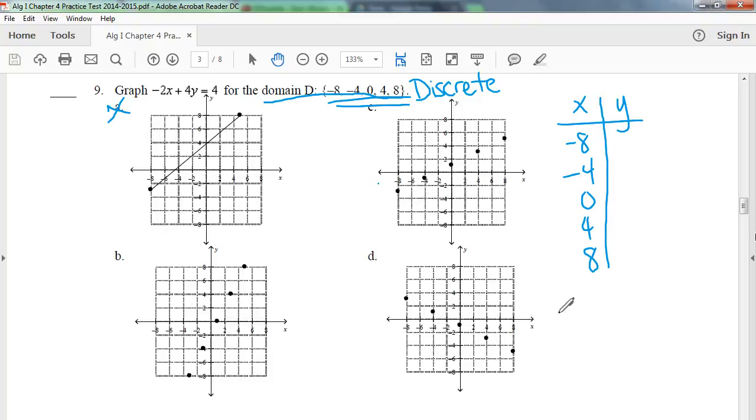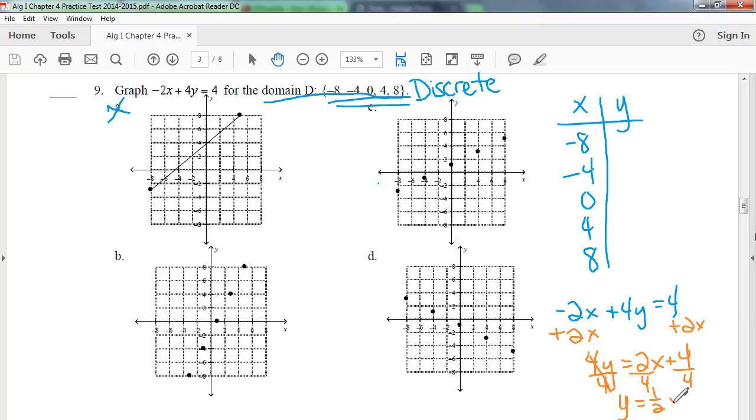So we need to plug each of these into -2x plus 4y equals 4. My best suggestion for you here is to go ahead and move your x over to the other side, plus 2x. 4y equals 2x plus 4. And then divide each term by 4. Solving for y here. So y equals 1/2 x plus 1.